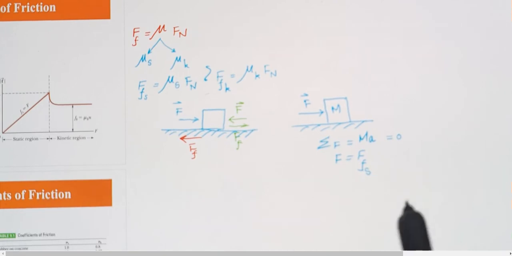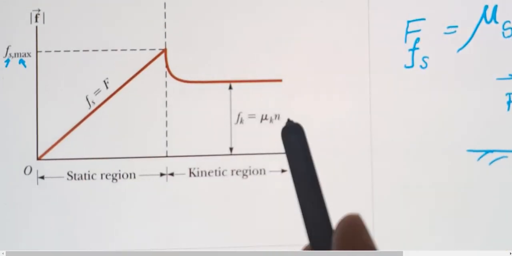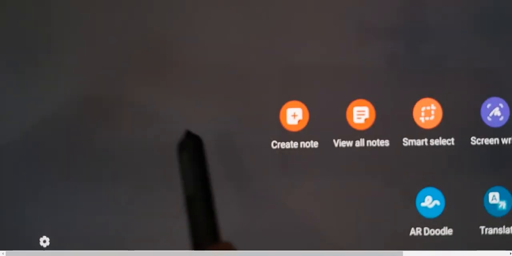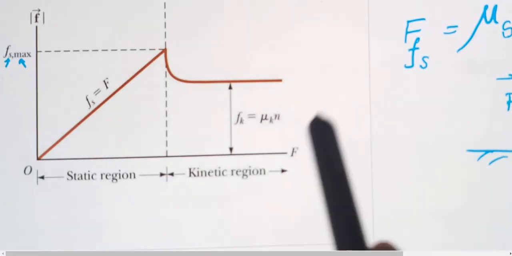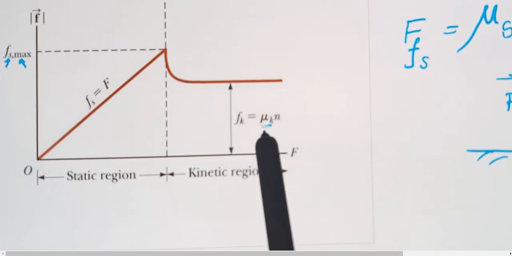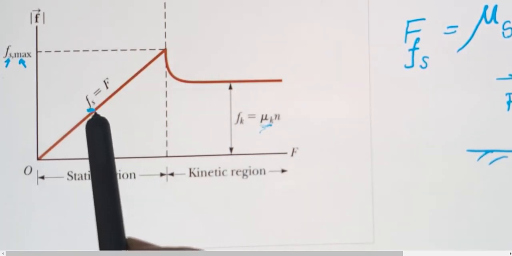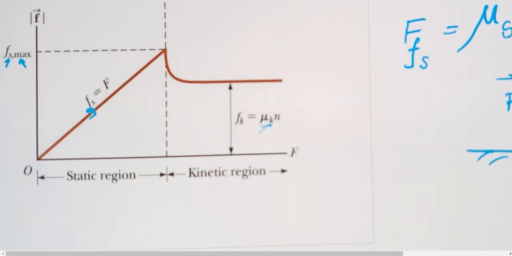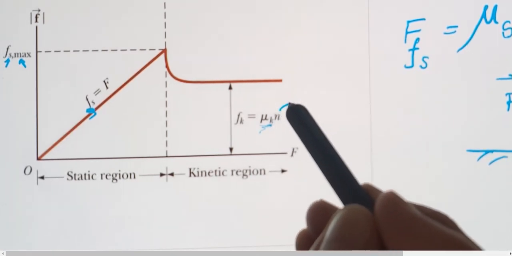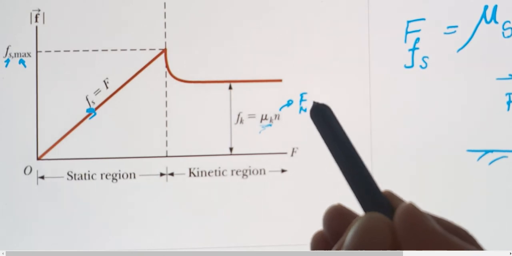So that is about friction. In this area, it's kinetic friction, as you can see. And in this area, it's static friction. And this is Fn, the normal force.